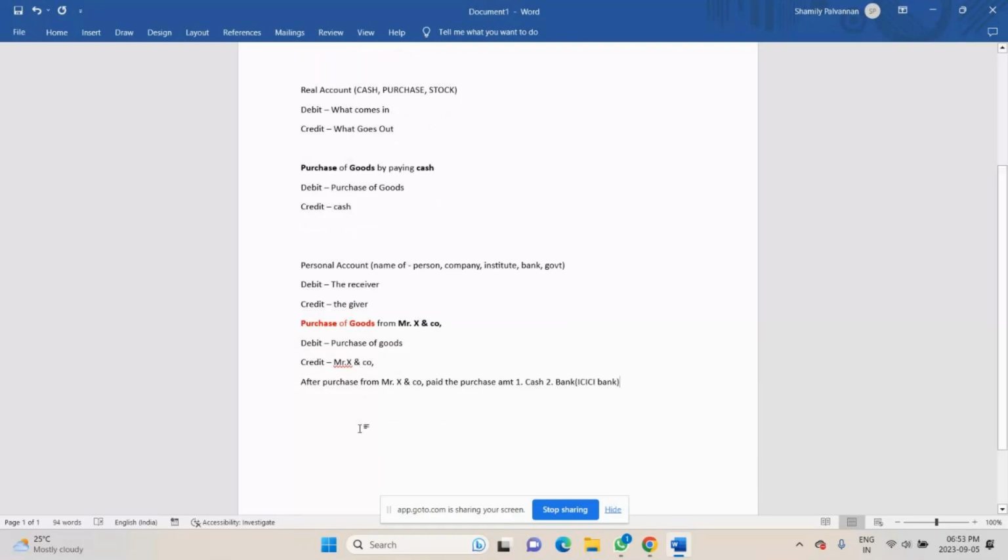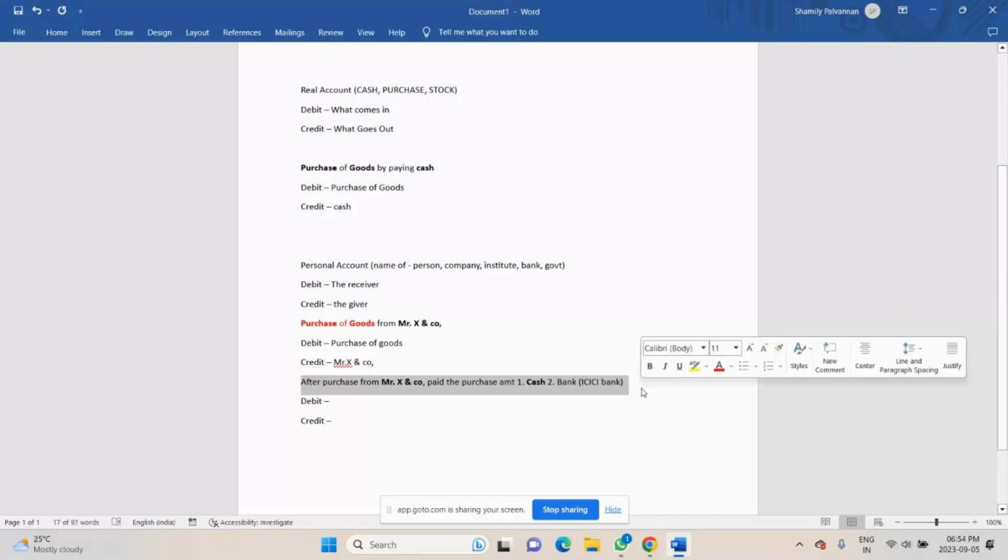Now we made a purchase. Now we have Mr. X and Company, the person, and cash. So first entry we are going to do: we have already made a purchase entry. After purchase we have to pay them the bill. We are going to pay the money. So how are we going to pay? What rule do we have here? Debit the receiver, credit the giver. So who is going to receive the money here? I need an answer from your side. If I'm paying cash for the purchase I made, who is going to receive the money?